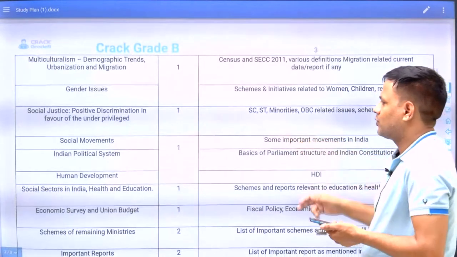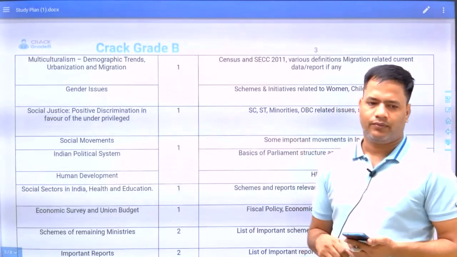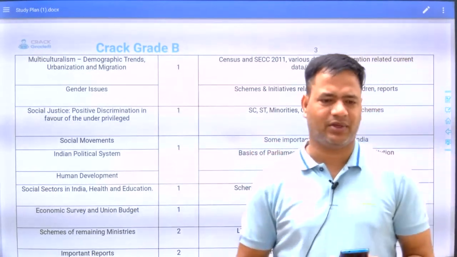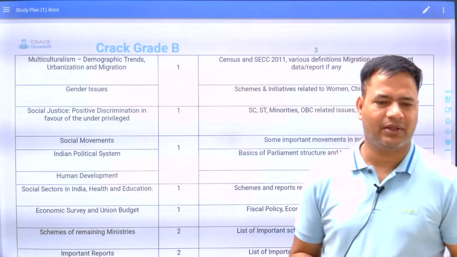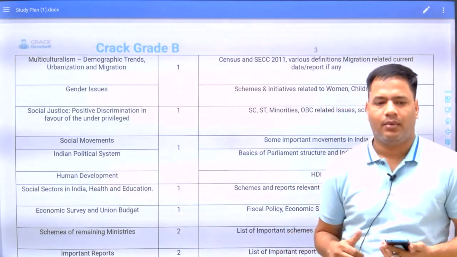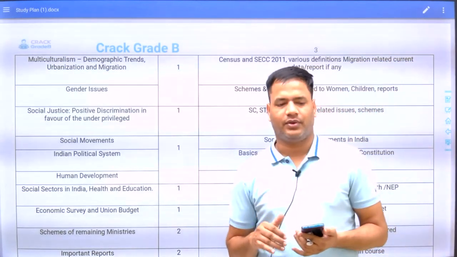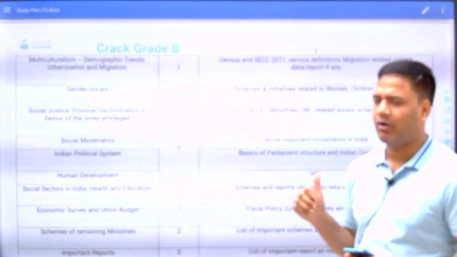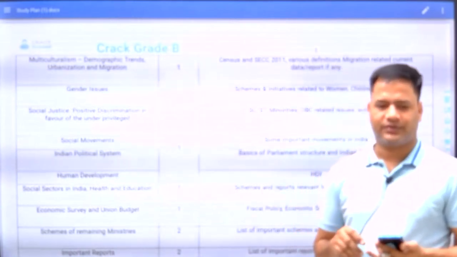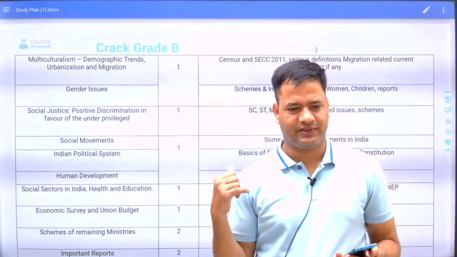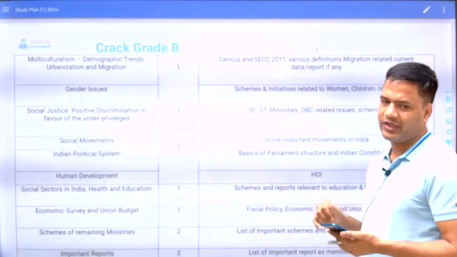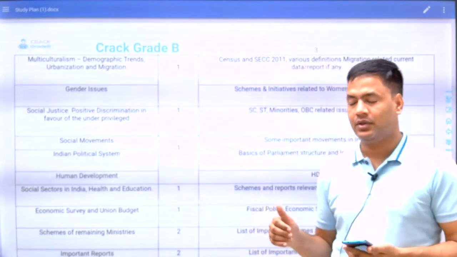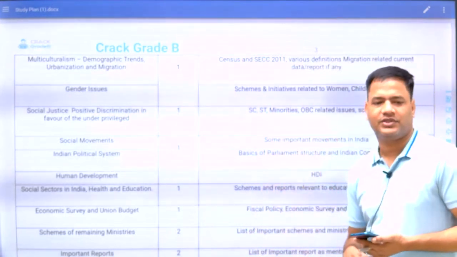Next is social justice. We have observed one thing: from the social justice chapter, hardly any schemes are asked in the NABARD exam, but in the IBPS and RBI exams, they ask schemes from the Ministry of Social Justice and Empowerment every year. It's not a single year they have missed. This year, I think two schemes were asked, approximately 15 to 16 marks of schemes from this chapter.